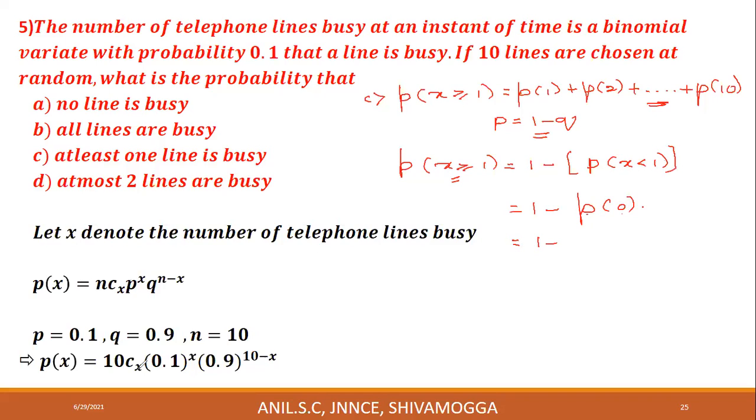Therefore, 10C0 into 0.1 power 0 is 1, into 0.9 power 10 minus x, that is 10. It is in the first case itself, right? Answer: 1 minus this is equal to 0.6514. That's right.